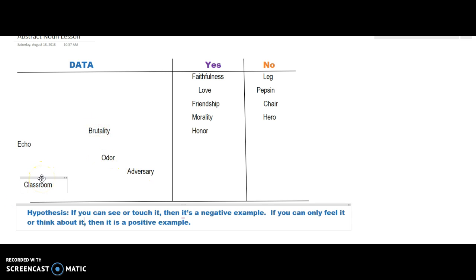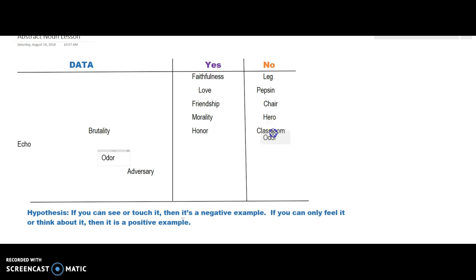All right, let's do classroom. I can see it. I can touch it. So it's a negative example. So the hypothesis should work, and it does because this is a negative example. Okay, so the hypothesis is pretty good. What about odor? I cannot see it. I can't touch it. It can't be a negative example. But I do more than feel it or think about it. I mean, I smell it.